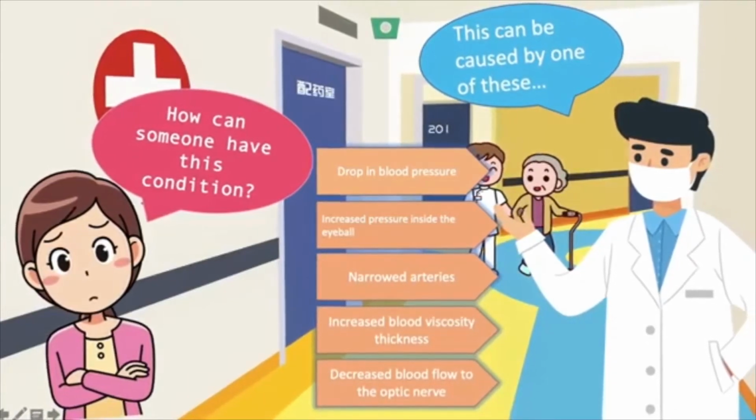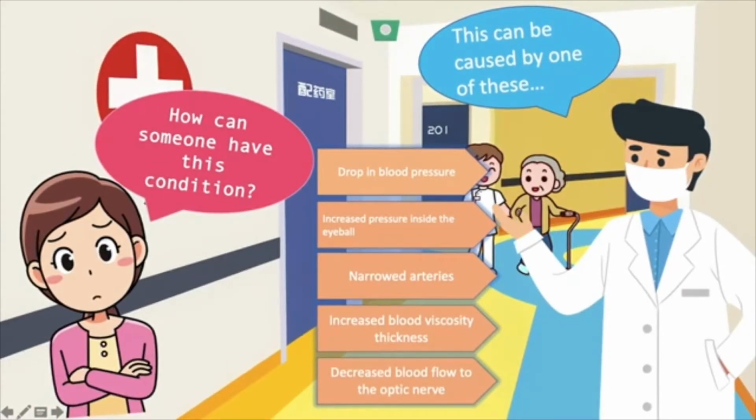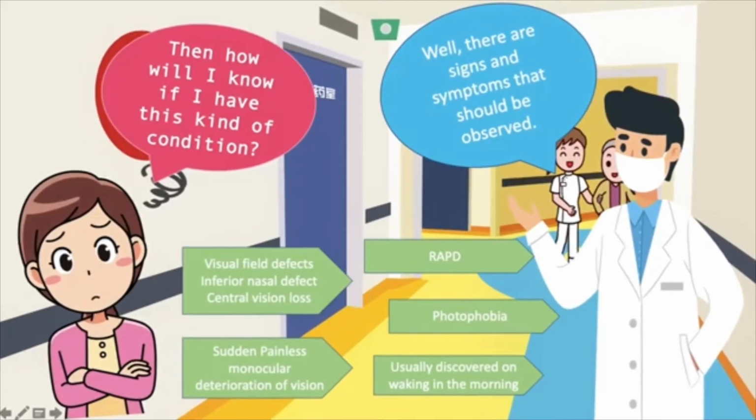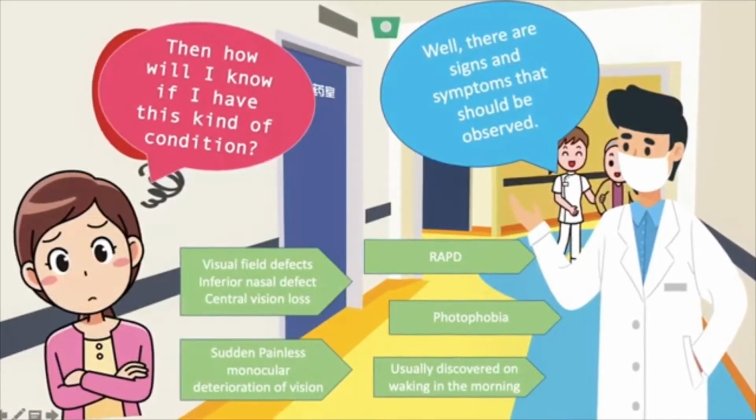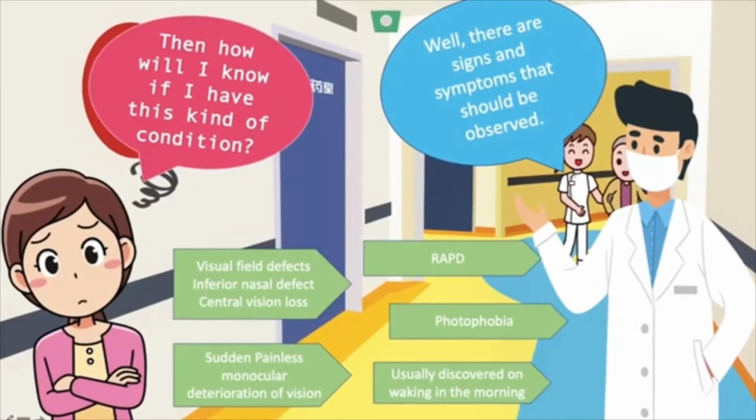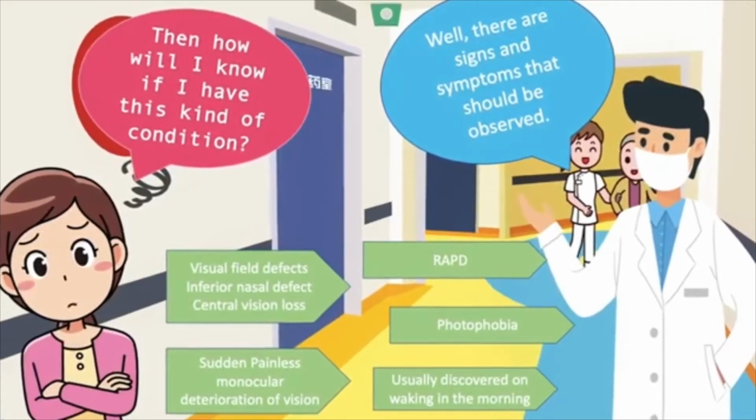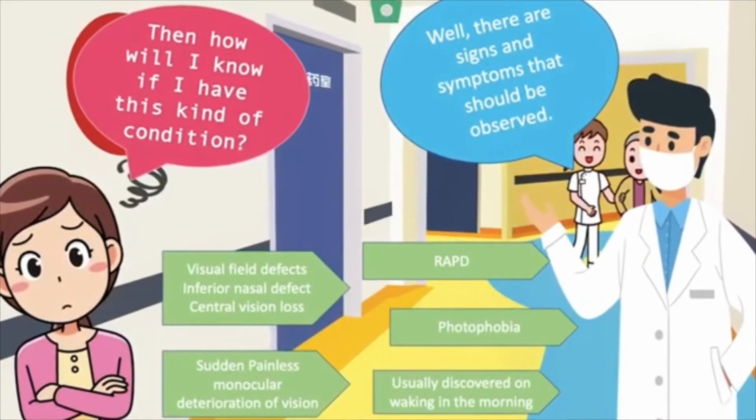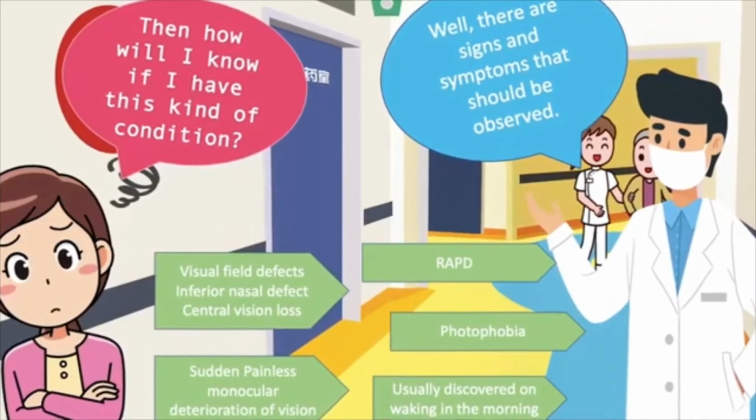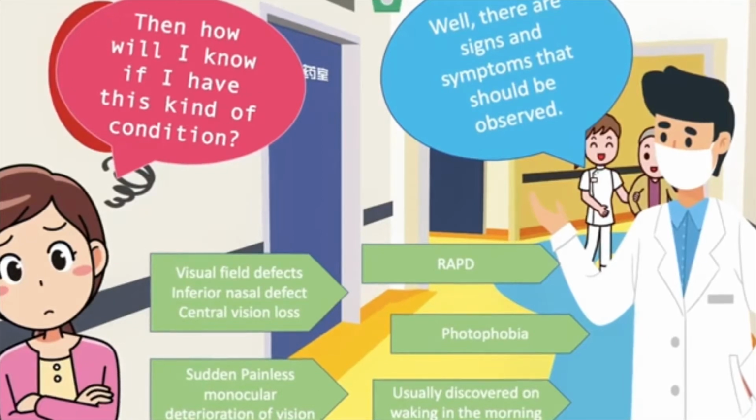There are many possible causes of this condition. That is why it is very important to have a thorough examination. Then how will I know if I already have this? Well, there are signs and symptoms that should be observed. On top of that, sudden, painless monocular deterioration of vision usually occurs on waking in the morning or even from a nap. A central vision loss can be observed as well as an inferior nasal defect. The patient may be sensitive to light and glare, and also have a relative afferent pupillary defect.